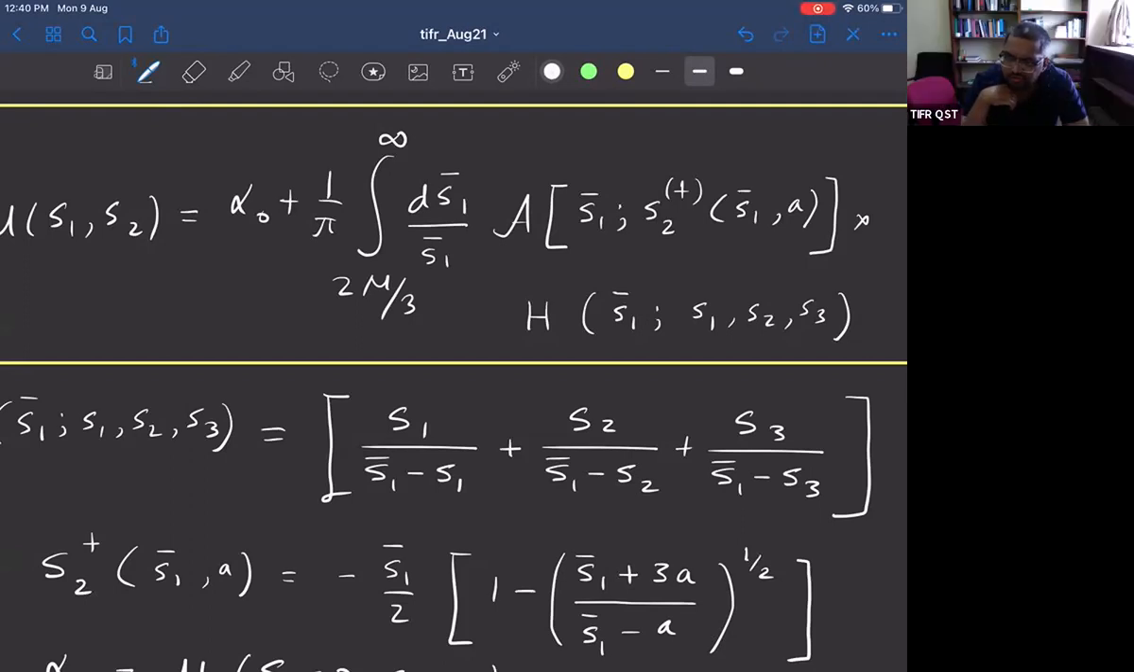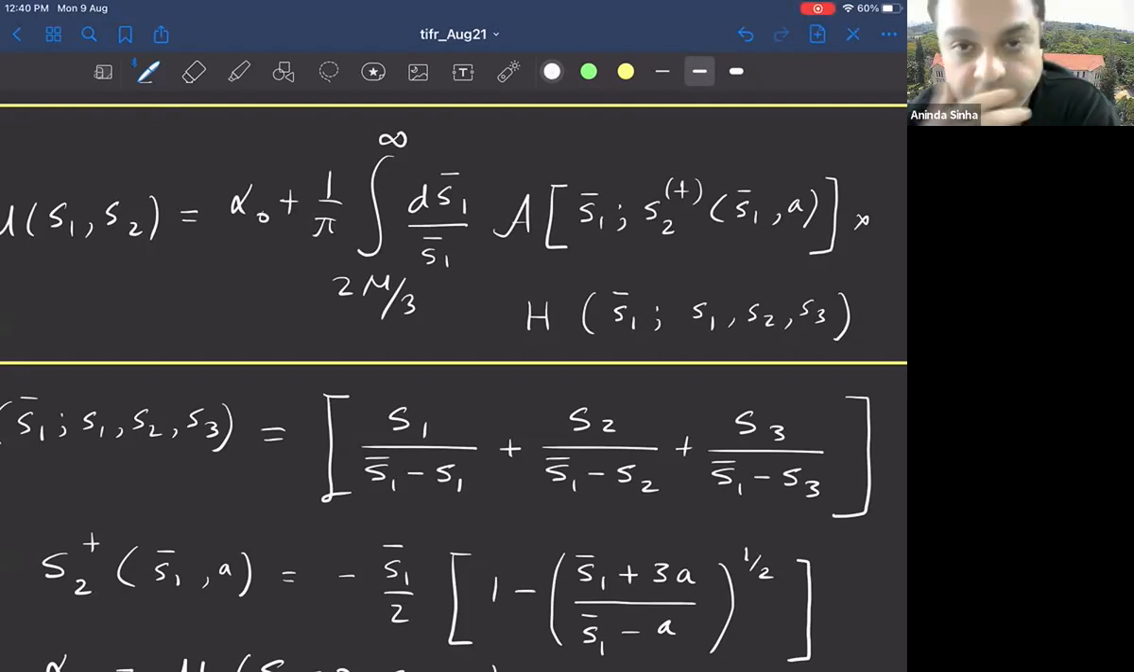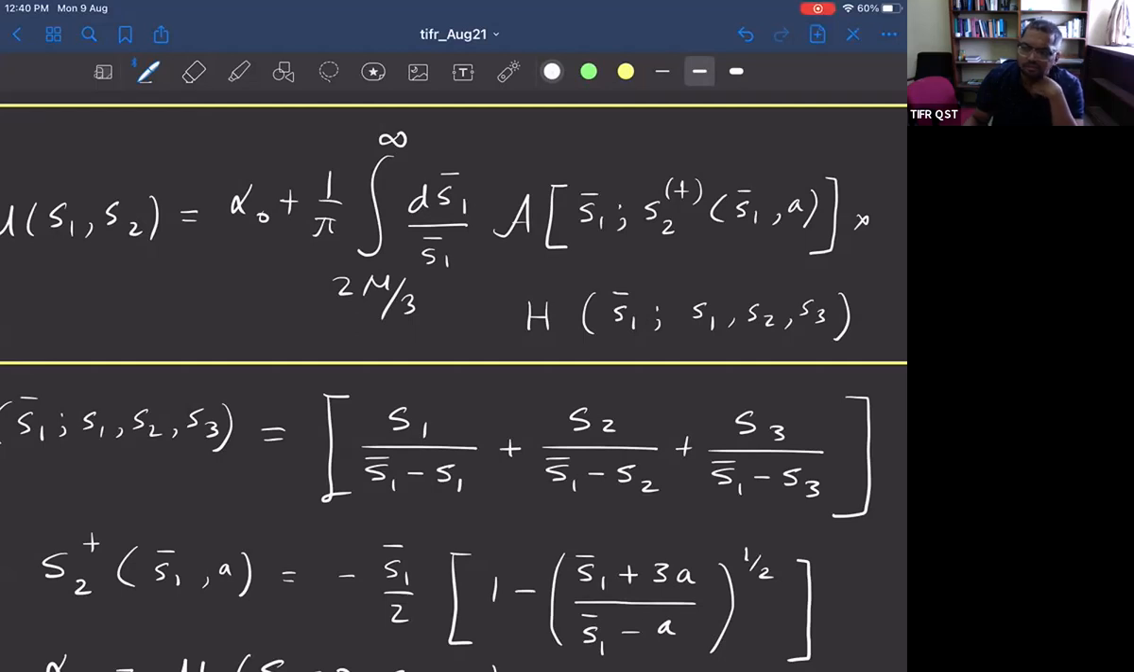I see. For string theory also. Yes, for string theory also. I mean, for the 2-to-2 scattering amplitude. Yes. I see. Okay. Yeah, thanks. Quite useful.